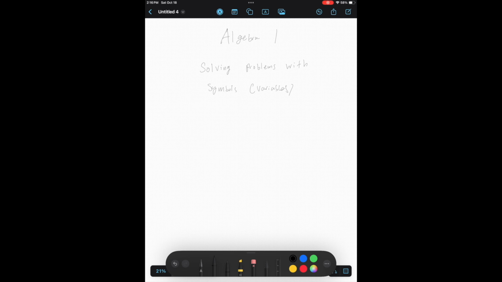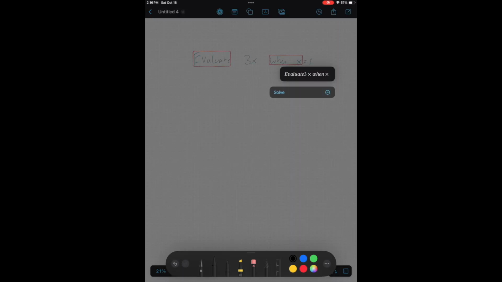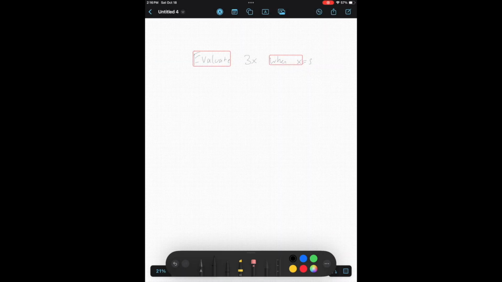Okay, so let's start with the first thing that you will encounter in Algebra 1. You might be asked to evaluate 3x when x is equal to 5. Okay, so what does this even mean?